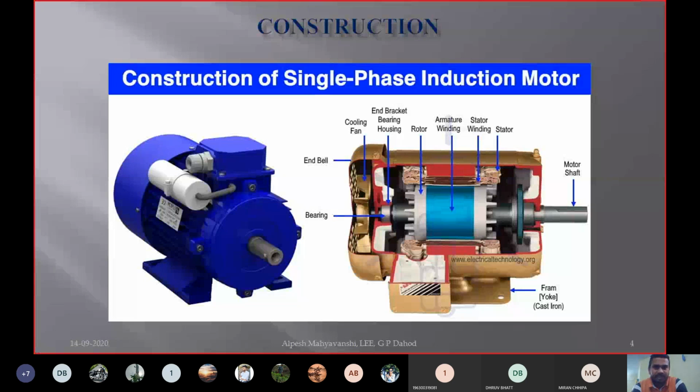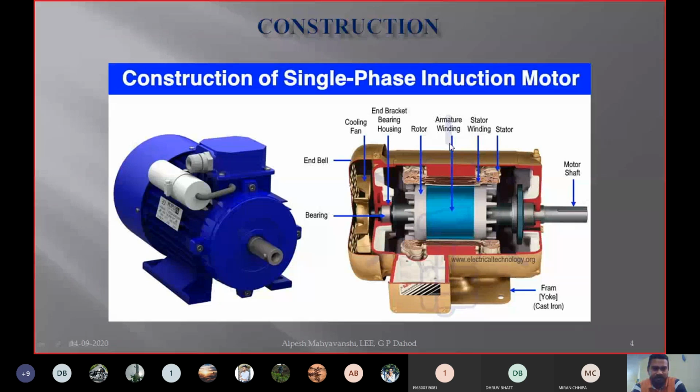Okay, this portion is the stator portion. This portion indicates the stator portion, and in this stator the slots are made, and in these slots this winding is wound. Here is the stator winding. So the winding is wound in the slots made on the periphery of the stator. So this is the stator winding which is wound in the slots of stator.